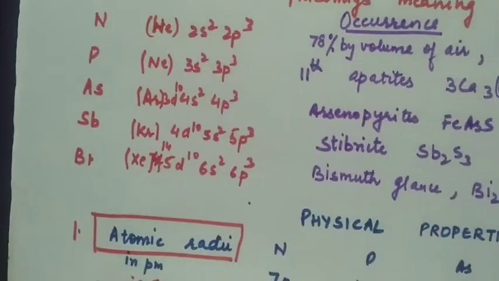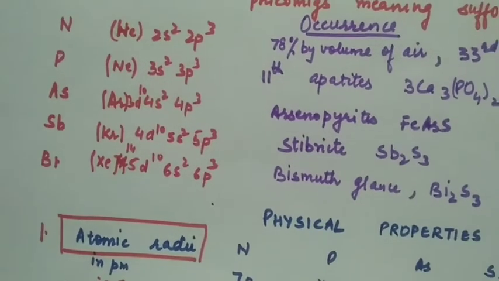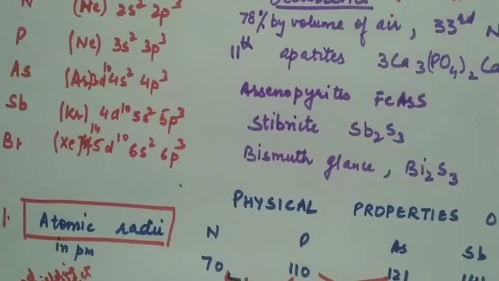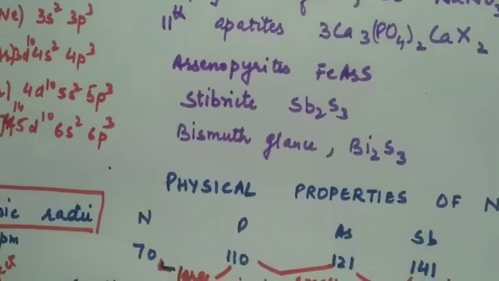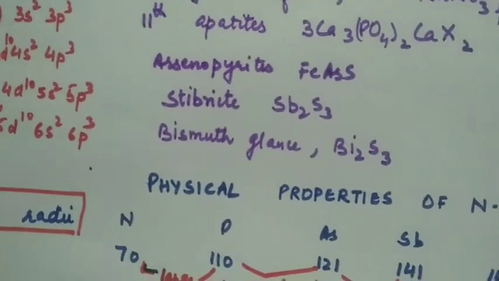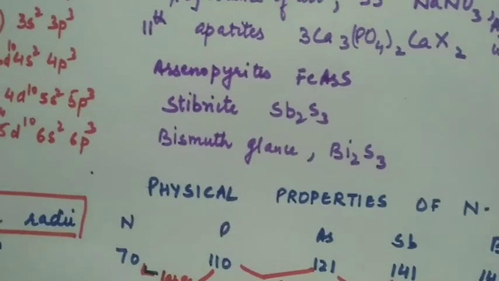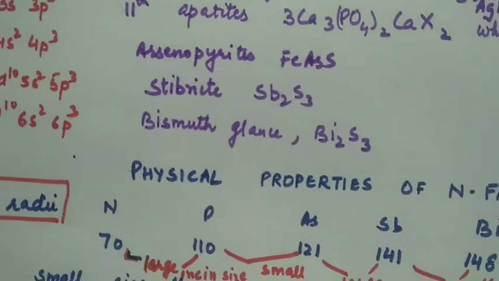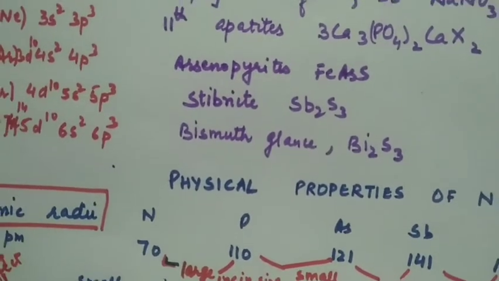The other elements, arsenic, antimony and bismuth, are found in traces in the form of their sulfide ores. For example, arsenopyrite FeAsS, stibnite Sb2S3 and bismuth glance Bi2S3.